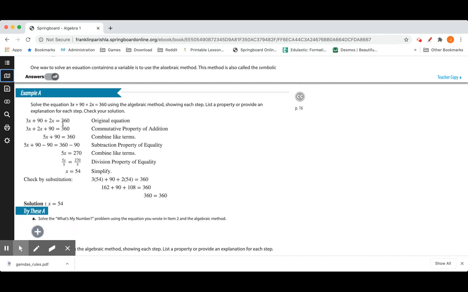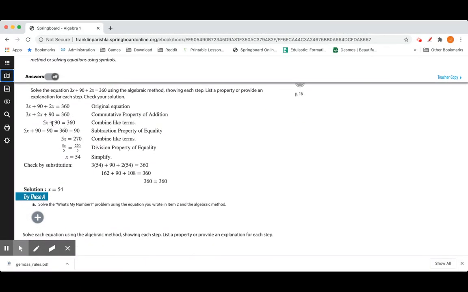So our original equation we have here, they moved the 2x next to the 3x by using the commutative property of addition, if you'll remember from years ago, which just says that you can add things in any order and still get the same answer. Combining the like terms, the things that are the same, 3x plus 2x, 3 plus 2 is 5. Remember our thing, you can add apples to apples, but not apples and oranges. So I couldn't combine the 5x and the 90 because they're two different things.